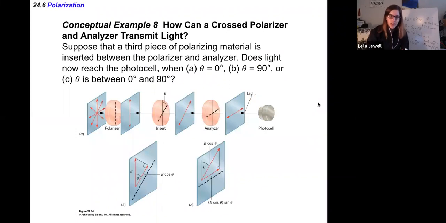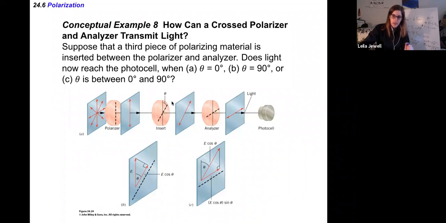All right, one last example, this conceptual example. Can a crossed polarizer and analyzer transmit light? So this is supposing a third piece of polarizing material is inserted between the polarizer and the analyzer, right here in the middle. Does light now reach the photocell when theta, shown for this middle one, is equal to 0 degrees, is equal to 90 degrees, or is somewhere between 0 and 90 degrees? So let's take a look at this.